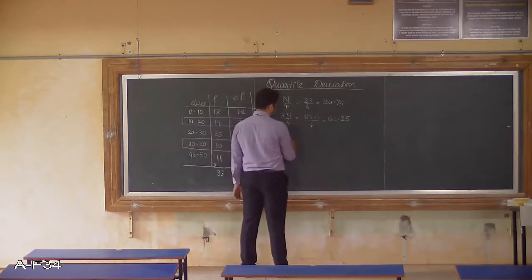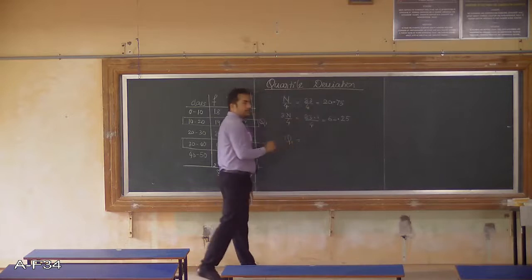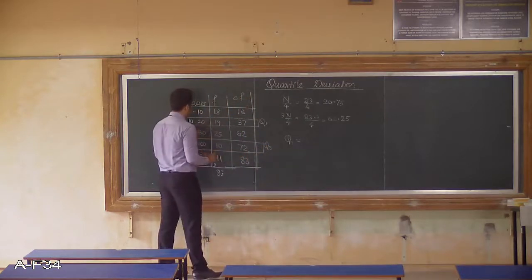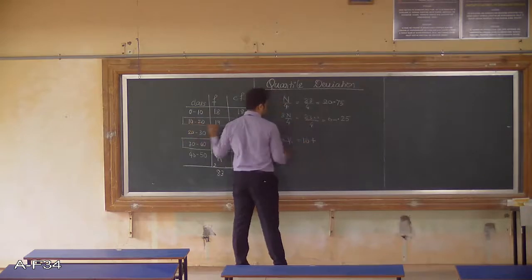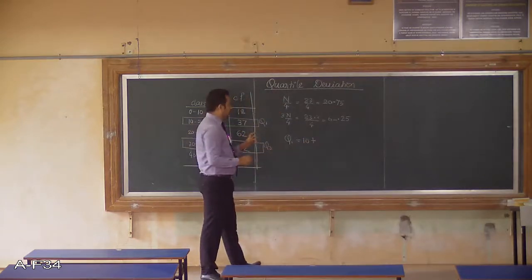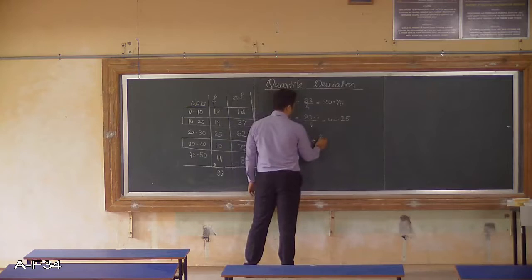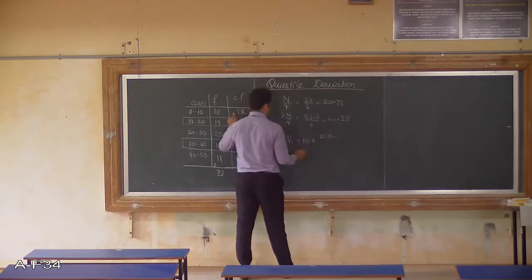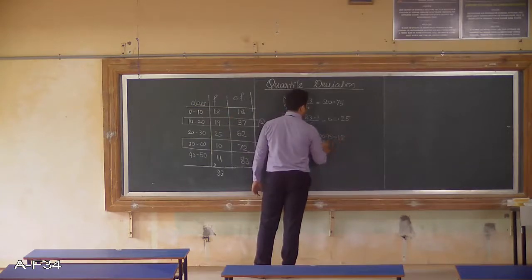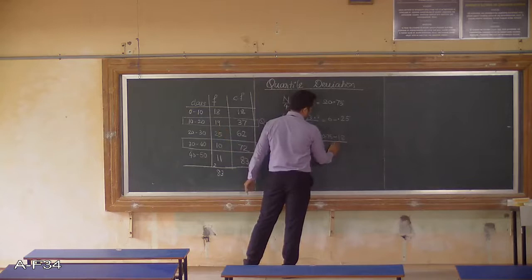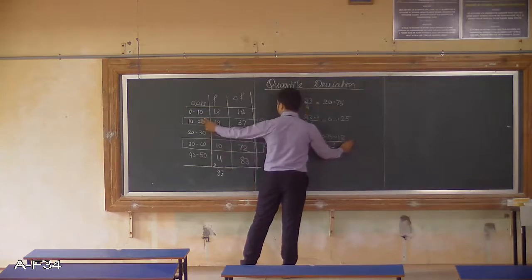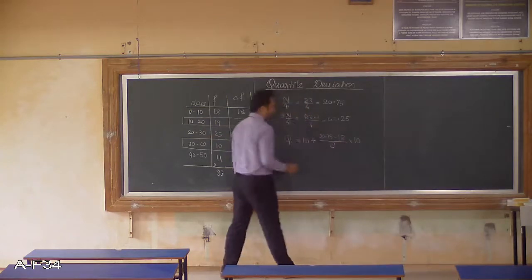So quartile 1: the lower limit of this class is 10, plus the index I have calculated, 20.75, minus the previous cumulative frequency, 18, divided by the regular frequency, 19, into the class width, which gives me 10.